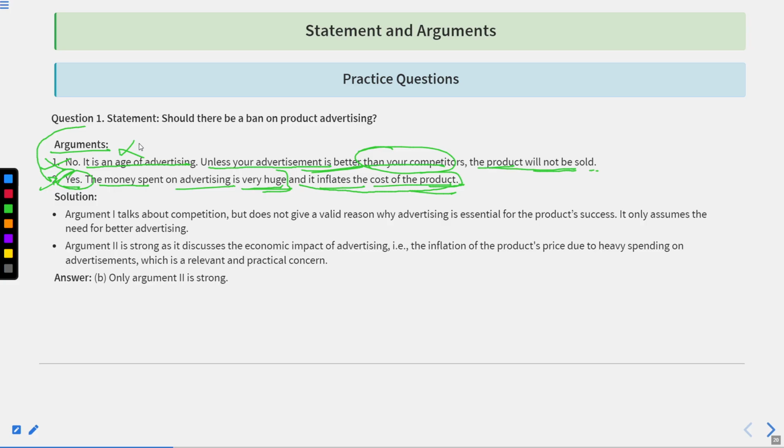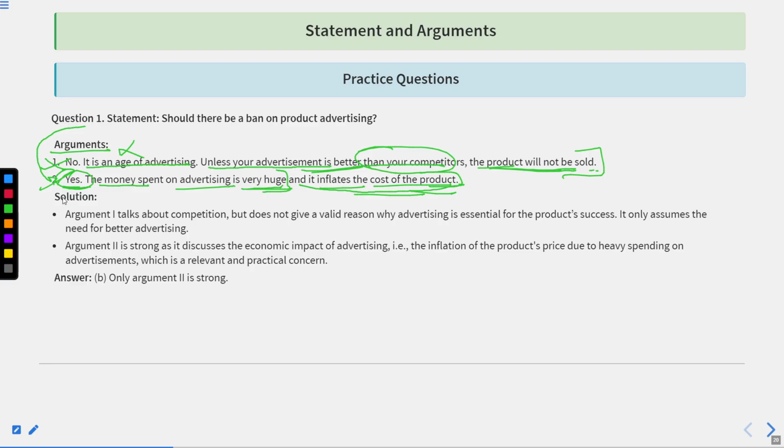So my dear students, I suppose everybody is able to understand what exactly the problem with the first argument was, that there was a comparison. There was a comparison and the product will not be sold. There is no empirical data which can showcase that if there is no advertisement, then the product will not be sold. And the second option says that the money spent on advertising is very huge and it inflates the cost of the price. Great argument. And therefore, argument 2 is obviously strong.